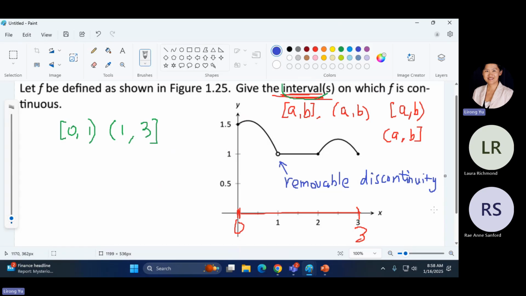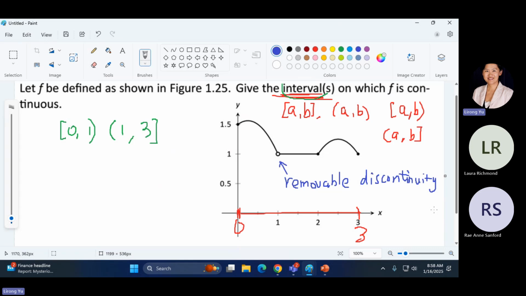So this is a kind of function that we could easily fix by adding that one single spot. And this is one special type of discontinuity. That's why people gave it a special name. The answer to the question will be those two intervals. It's our first example. Any question?